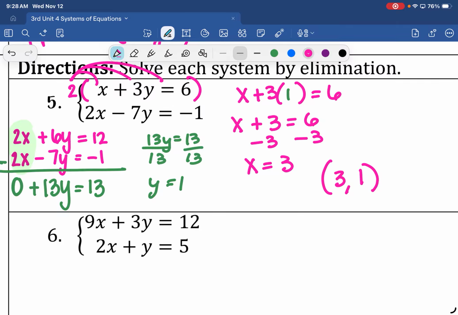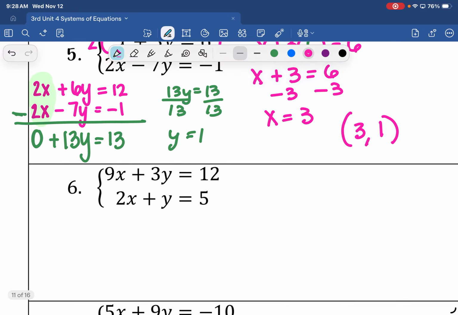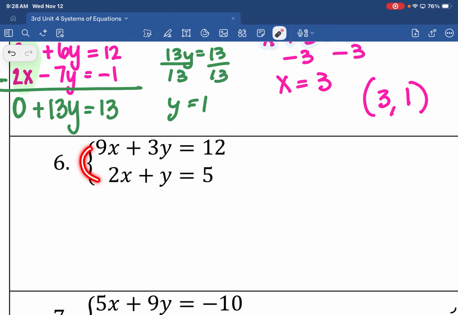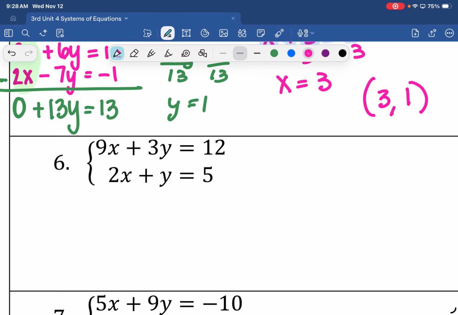All right. If you are struggling with subtracting, okay, there is a way we can avoid that. It's by making the coefficients opposite, so we have to add instead. So I'm going to show you what to do for that. For number 6, will it be easier to make our x's match or our y's? Would I need to do something to the top or the bottom? Bottom. What would I need to do to the bottom? Times 3.